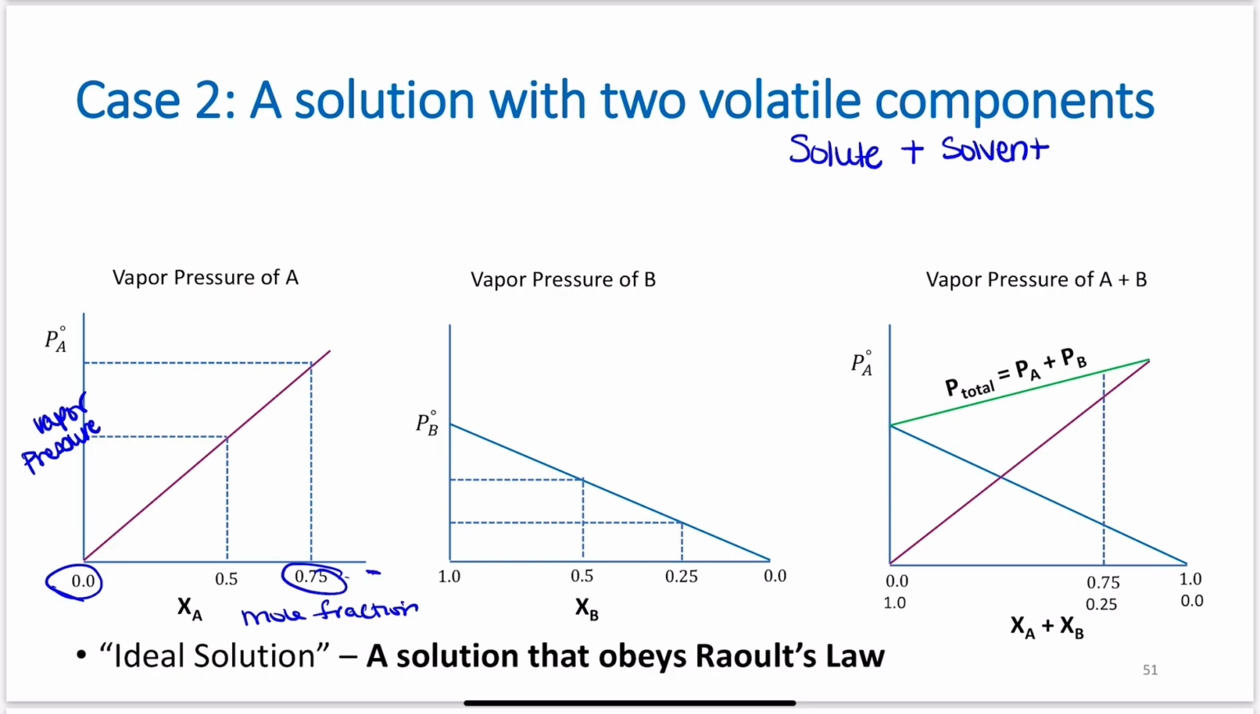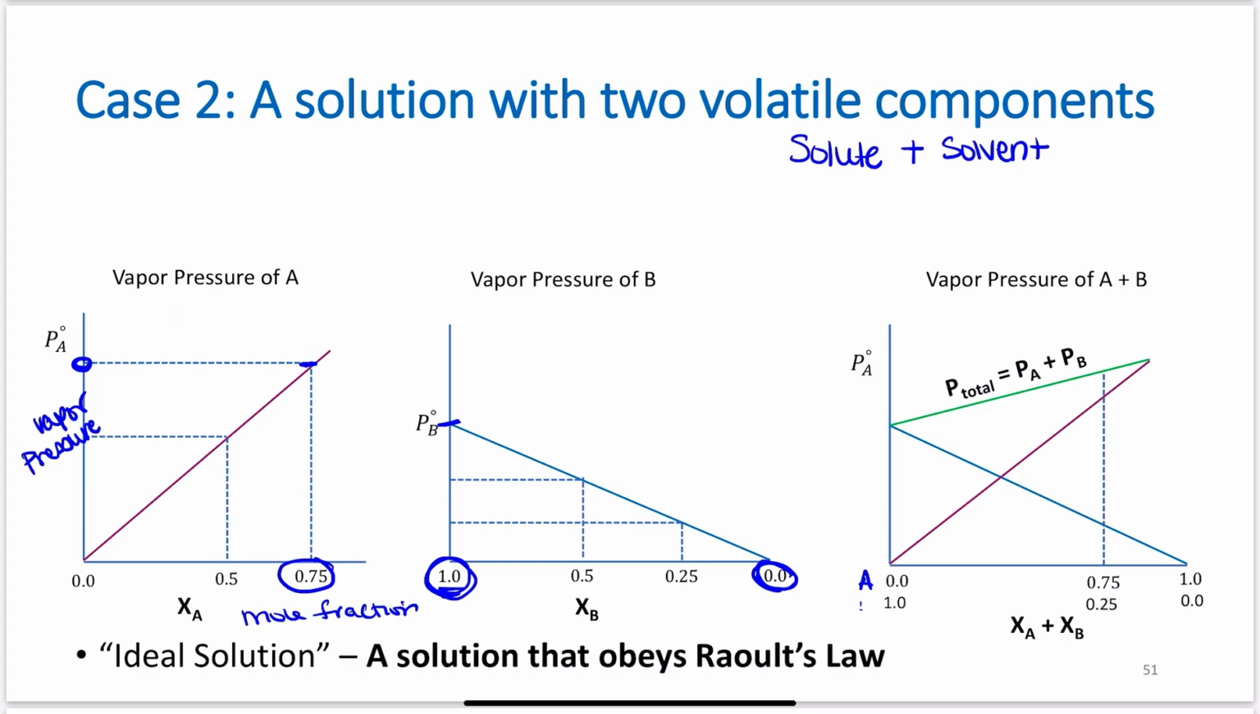So if I have no A present here, I don't have any component A present, I expect it to not contribute at all to the pressure of the system. Makes logical sense. By the time I get up to 75, I expect 75% of the pressure of the system to be due to A. B, I start with only B and end with no B. At the very beginning, when I only have B present, the vapor pressure is only due to the pressure from B. At the very end, it's only due to the pressure due to A. Theoretically, the pressure of the system should be the sum of these two. So that's been overlaid here.